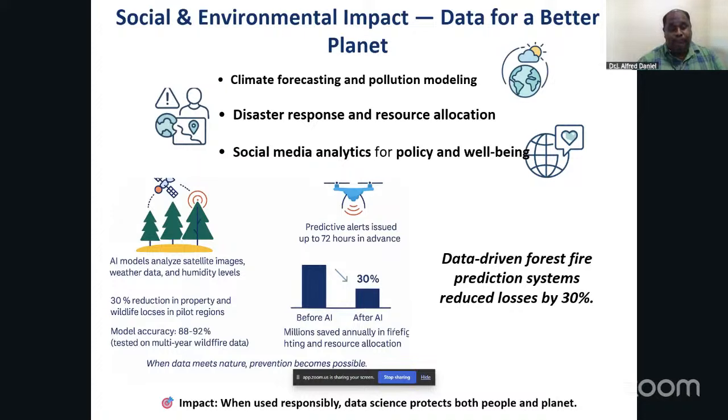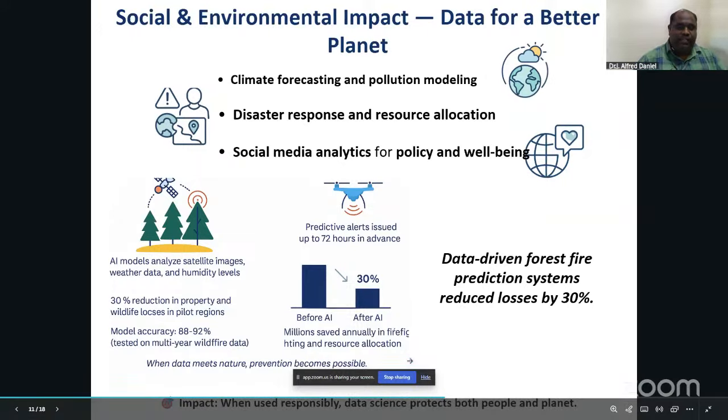which was tested on multiple fire data. Next, as I already told you, predictive alerts are issued 72 hours in advance. So this model has an alert system which alerts 72 hours prior to a wildfire. So this framework is a data-driven forest fire prediction system, which reduces losses by 30 percent compared to the previous system. Millions are saved annually in firefighting and resource allocation, where data meets nature, prevention becomes possible.